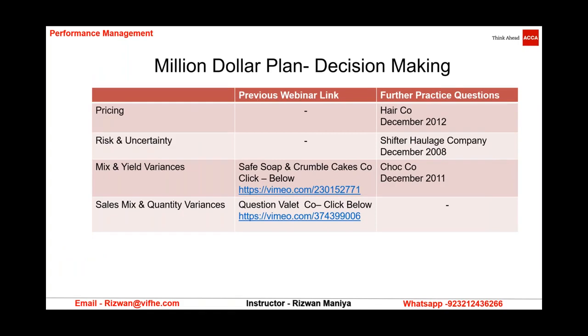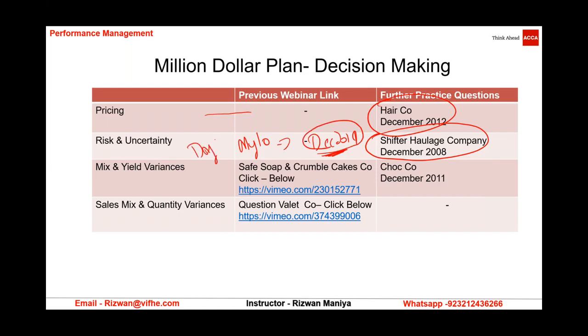Now for pricing, you can do a further question here. For risk study, this is the further question, and one question I'm writing here: Milo company. I did this in the last webinar of December 2019. I just missed it here mistakenly. You will find this in the previous webinar on day three. Day three, you will find Milo company for the practice of the minimax regret rule. The rest we will discuss tomorrow.